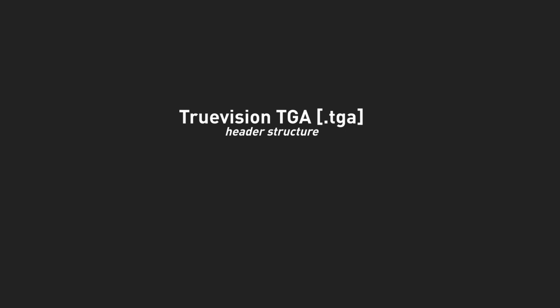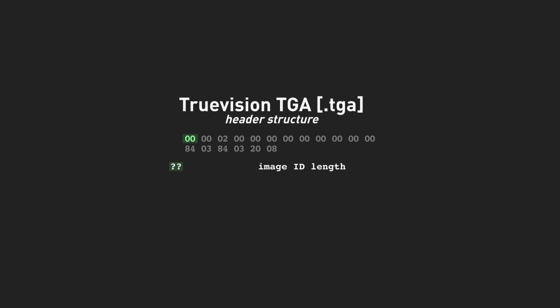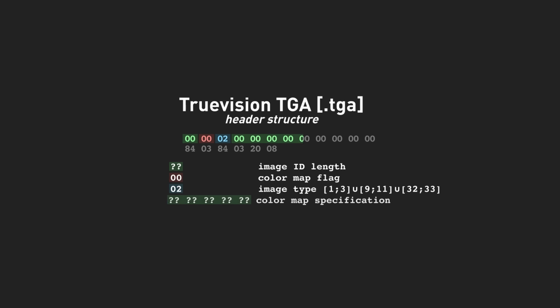Let's take a look at this format. The first byte defines the size of a metadata block, so it can basically be anything. The second byte is either 0 or 1, depending on whether the image uses a color map. The third byte picks the image type, and can theoretically be any number from 1 to 3 or 9 to 11, and in some cases even 32 and 33. And the next 5 bytes outline the color map, but if you're not using one, you can fill these with pretty much anything.